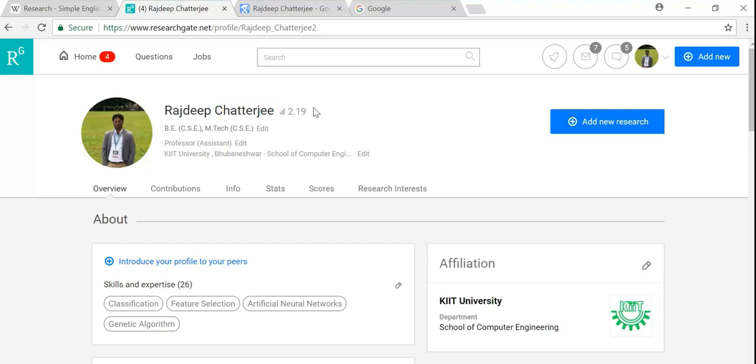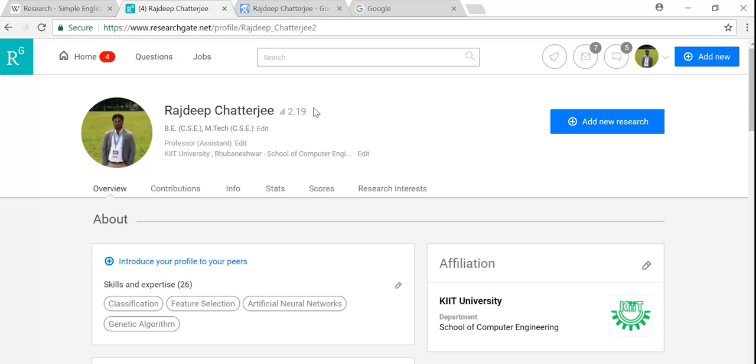These marks vary based on your research output, your Q&As, your interaction with other researchers in your field. So in my case, it is 2.19. I should not say this is satisfactory, and somehow my total research contribution till date is not reflected through this mark. Now we are briefly discussing each of the tabs like overview, contributions, info, stats, scores, and research interest.